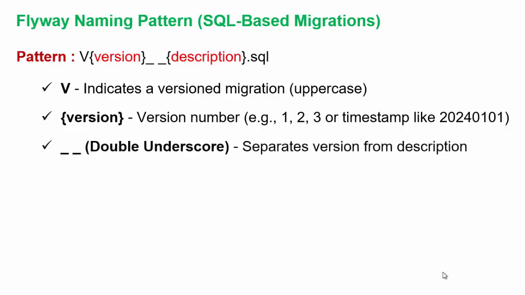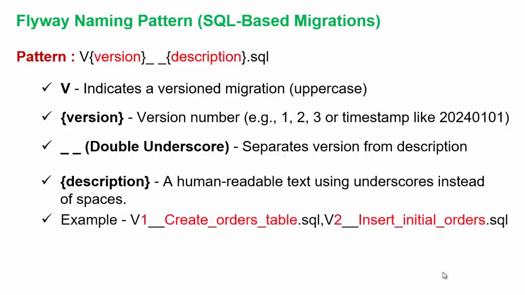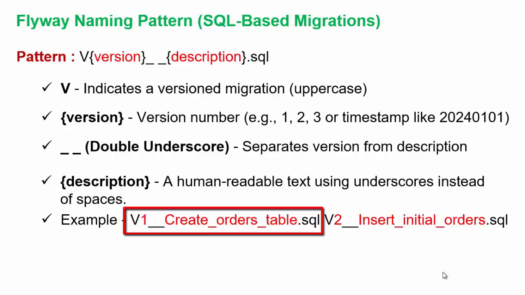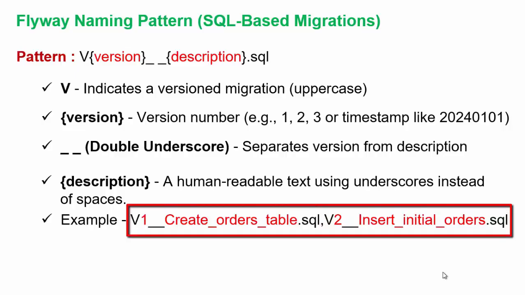Then we have a separator, which is a double underscore. It separates the version from the description at the end. And this description is a human readable text using underscores instead of spaces. For example, V1 double underscore create underscore orders underscore table, we are using underscore within the description, then .SQL. Similarly, V2 double underscore insert underscore initial underscore orders .SQL. Now, these are the two examples we are going to use during our demonstration.